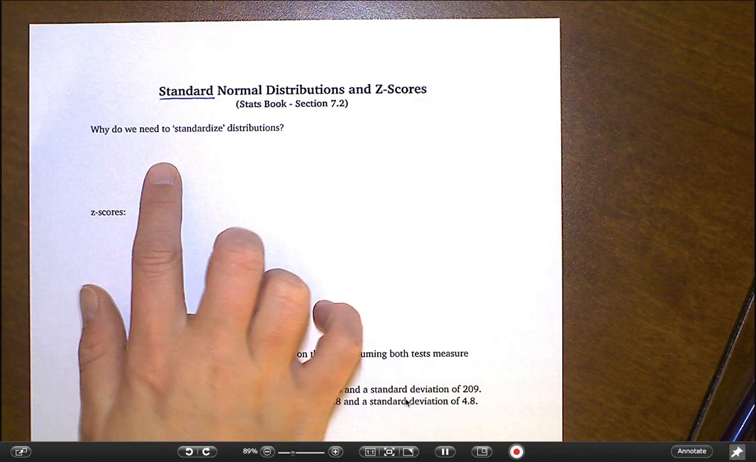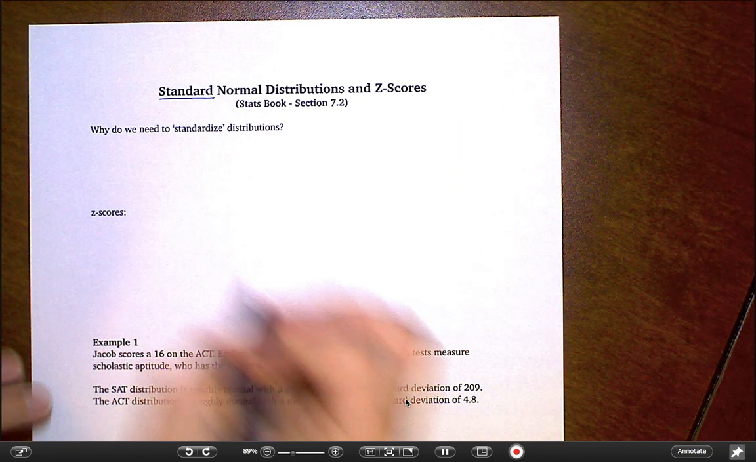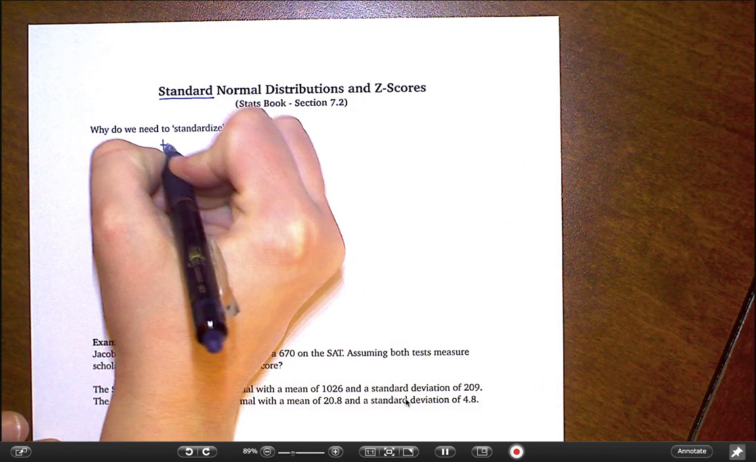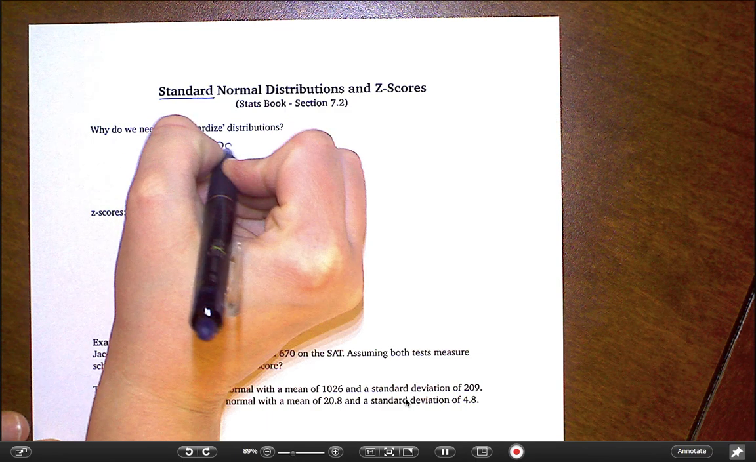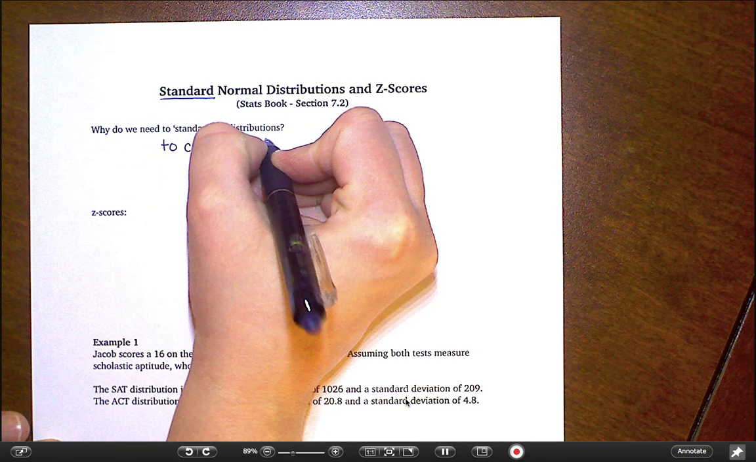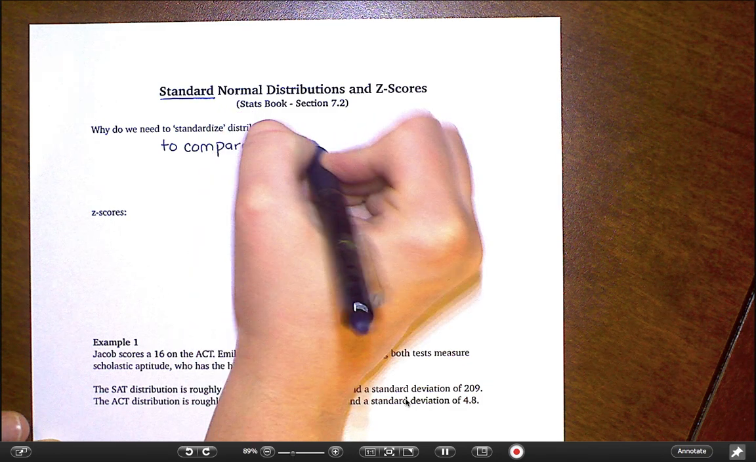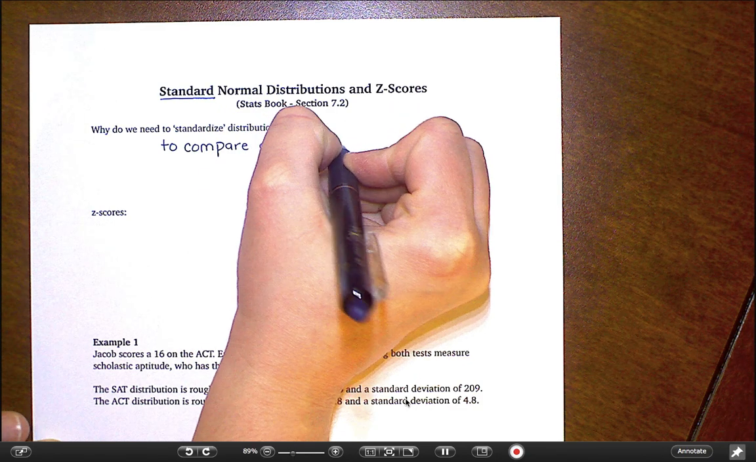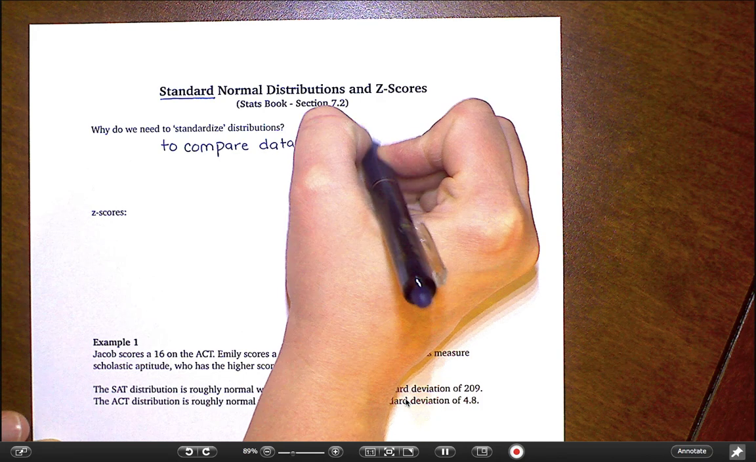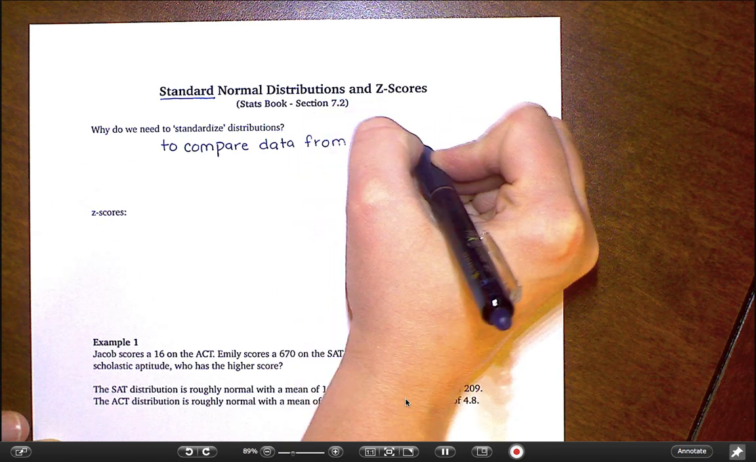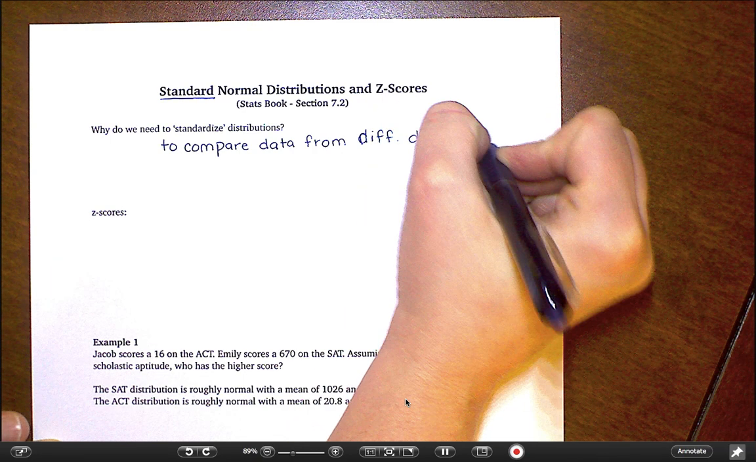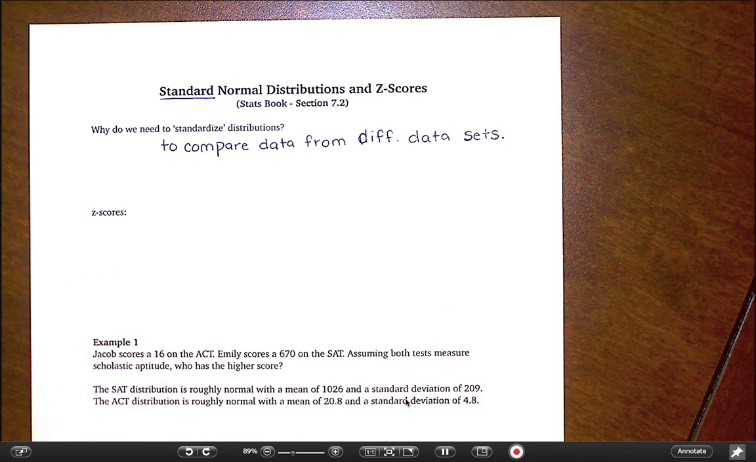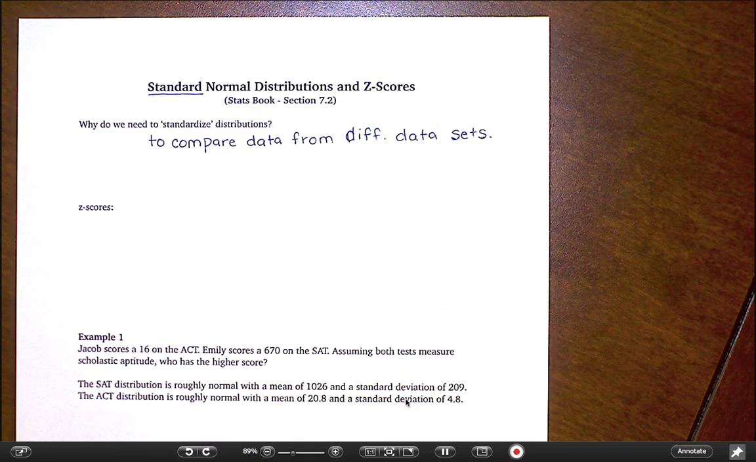So why do we need to standardize distributions? If you just want to jot something down here, it's to be able to compare data from different data sets. So you can take a value from one data set and compare it to a value in another data set and still get a sense of where the 2 data sets fall.